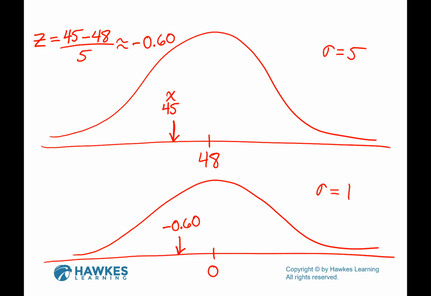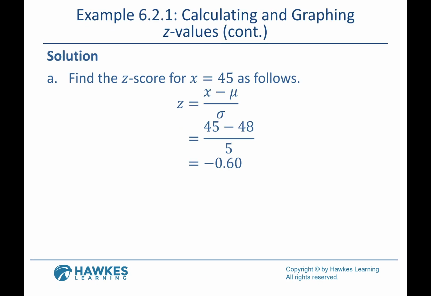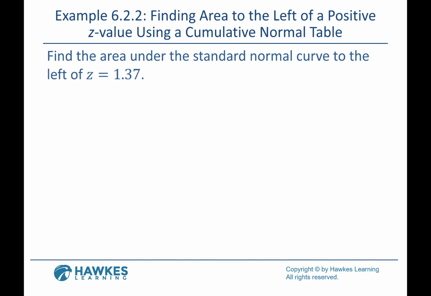But in this chapter, what we're focusing on is finding different areas underneath these curves. Specifically today, we're looking at finding different areas underneath the standard normal distribution curve. So we're going to look at problems like this one. This one says find the area under the standard normal curve to the left of a z-value of 1.37.